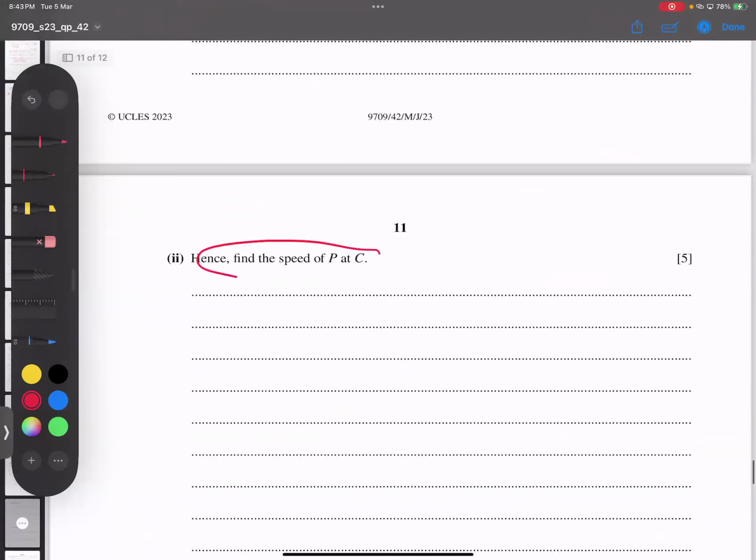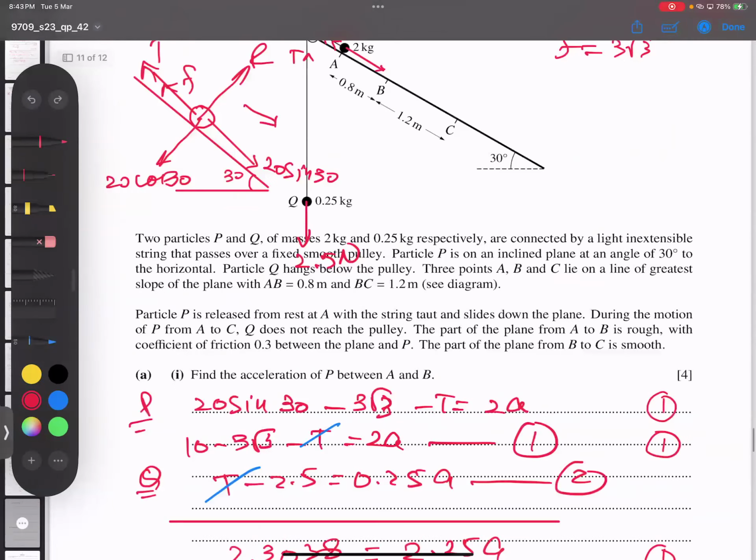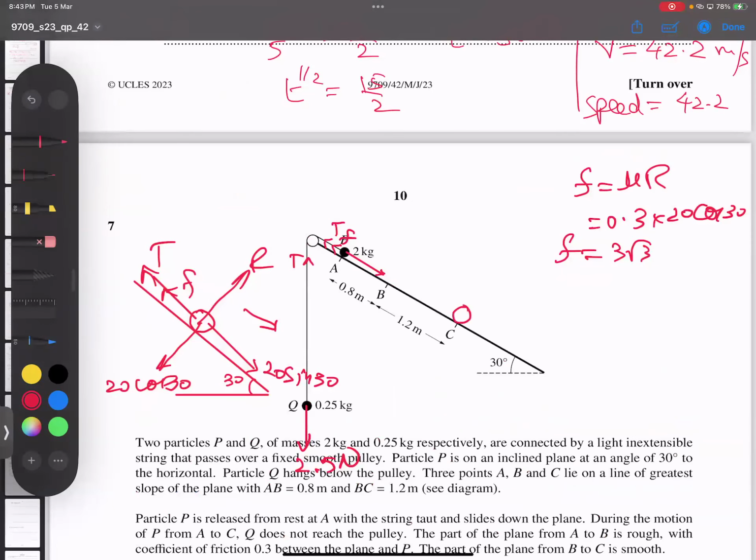Second part, speed of P at C. So what is the speed at this moment? Let me elaborate once again. You know what happens, student? This particle will move in 2 stages. Stage number 1 and stage number 2. The last velocity of the first stage will become the starting velocity of the second stage, and this velocity is my target.